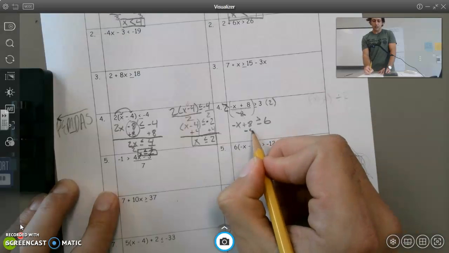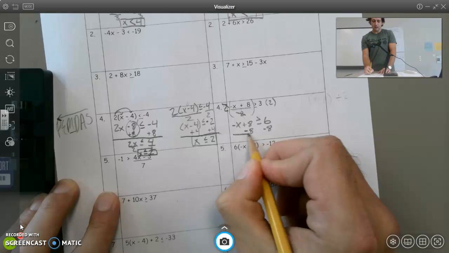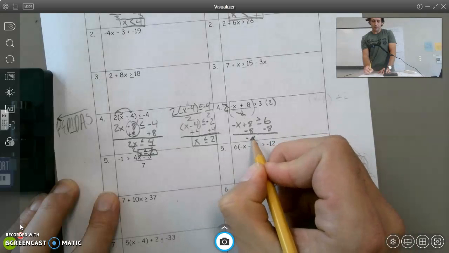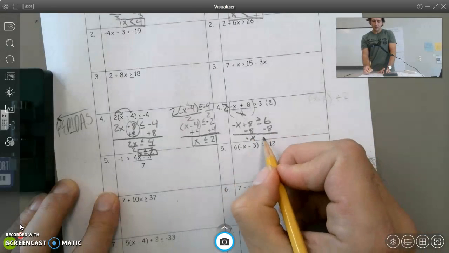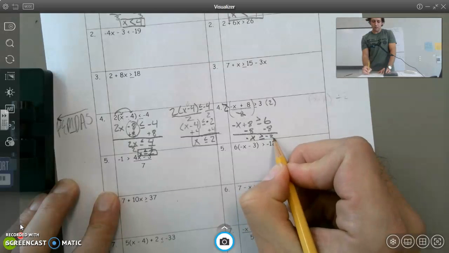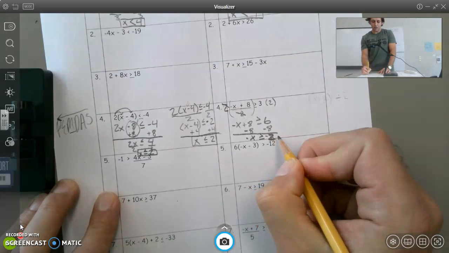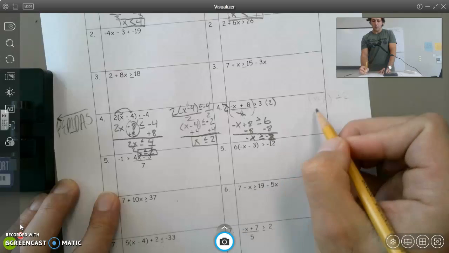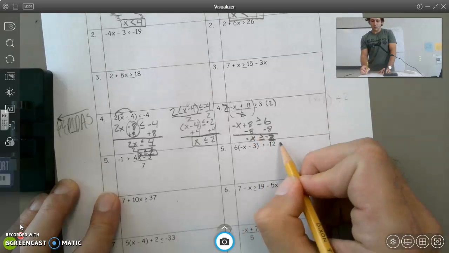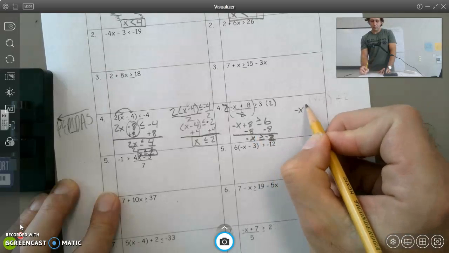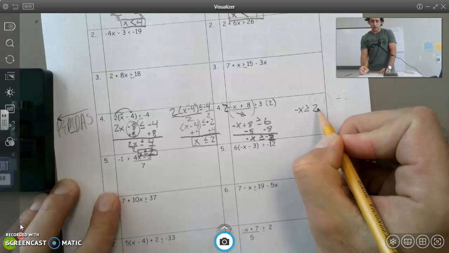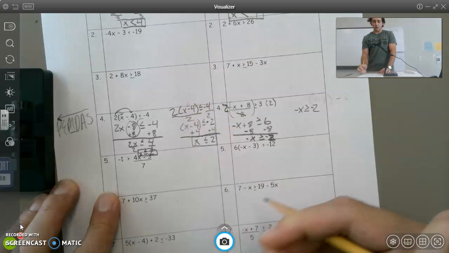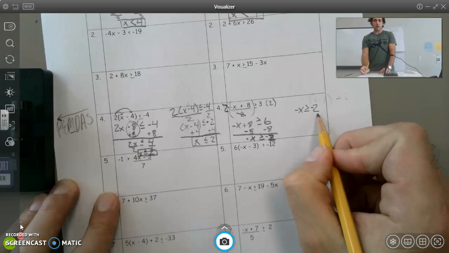Now if I subtract 8 from each side, I get negative x, or the opposite of x, is greater than or equal to negative 2. All right, I'm going to take this expression and just rewrite it right here. Ideally, I would continue to work straight down, but I just want to write it over here so we can discuss what's happening next.